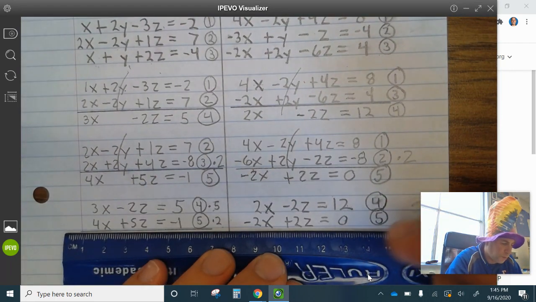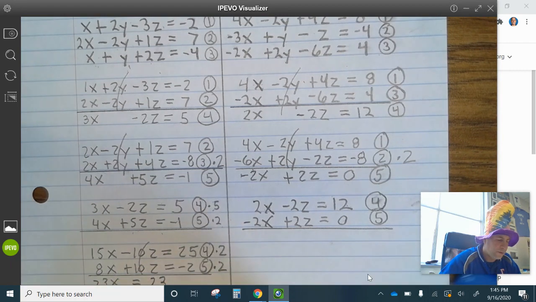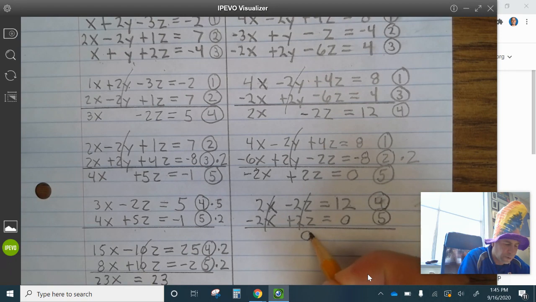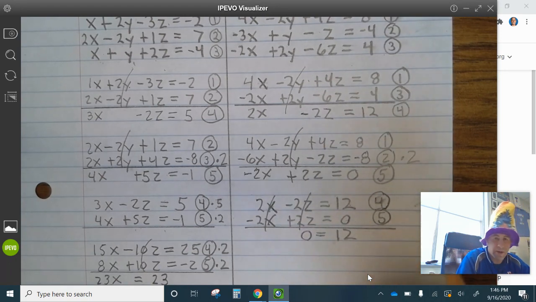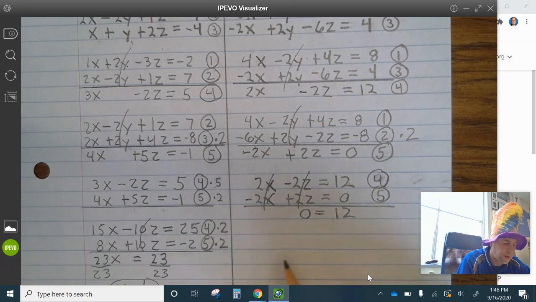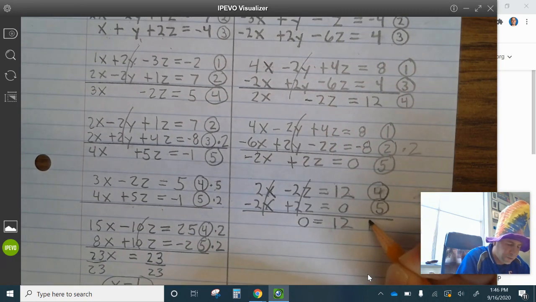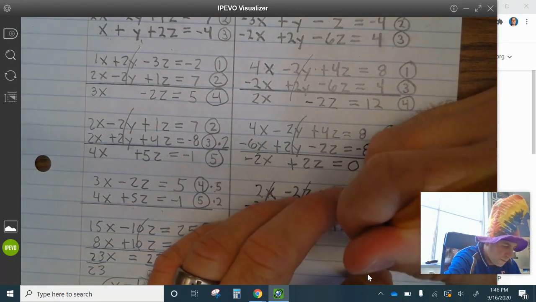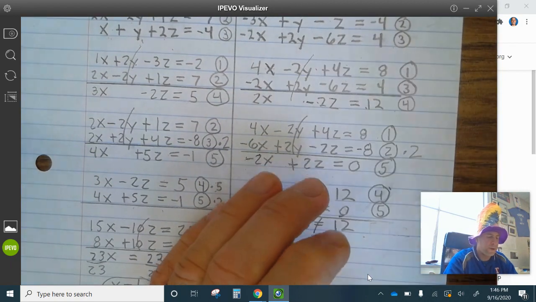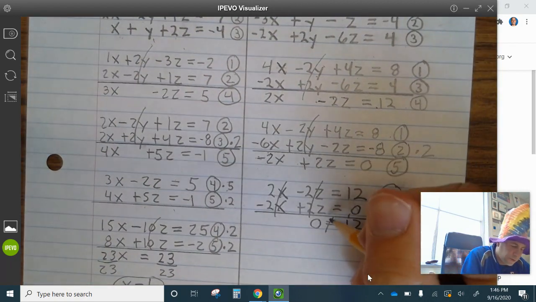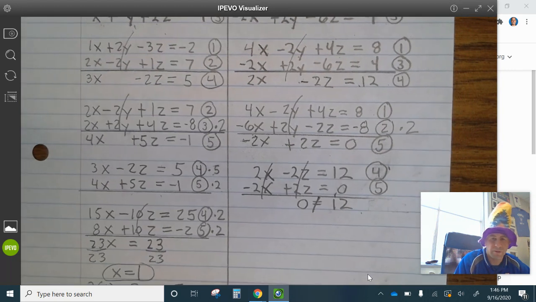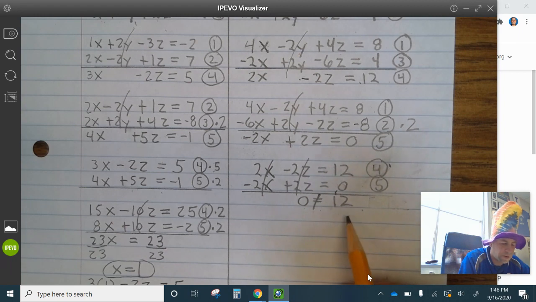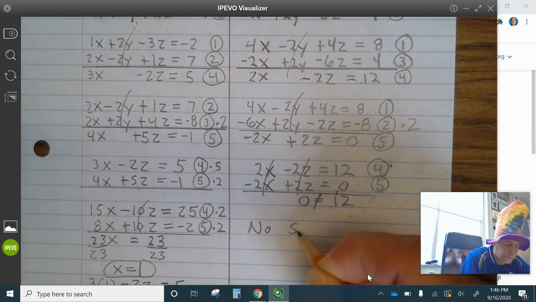Now you'll see that we don't need to do anything to eliminate the x's or the z's because 2x minus 2x is 0. Negative 2z and 2z cancel and become 0. So you're left with 0 equals 12. Now this is a special case when all the variables are eliminated and you're left with a false statement. I shouldn't have put false. I don't know why I wrote that. But either way, this is a false statement. So we say that 0 does not equal 12. So there's no solution.